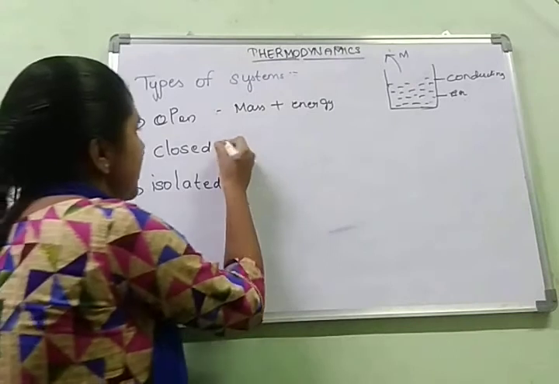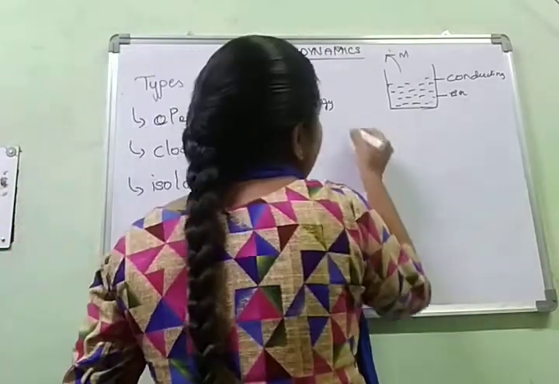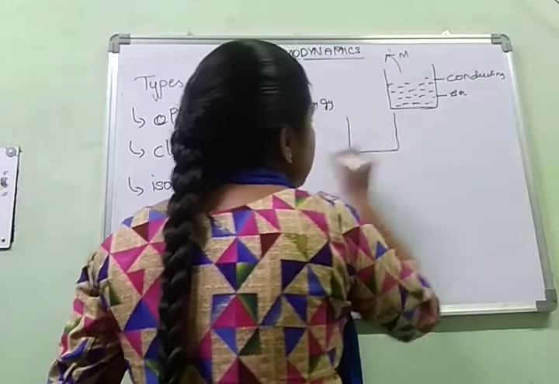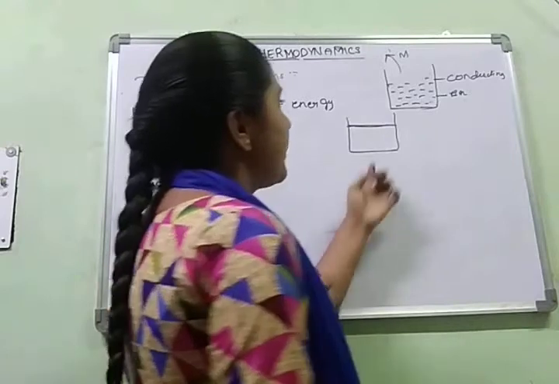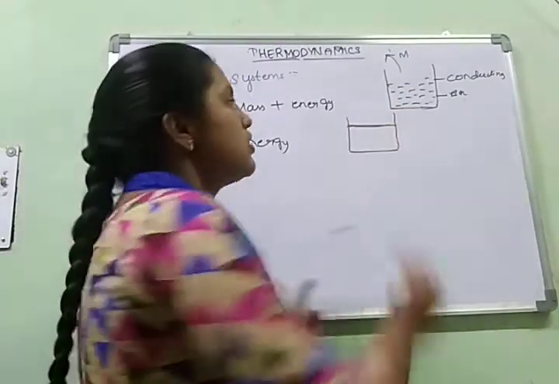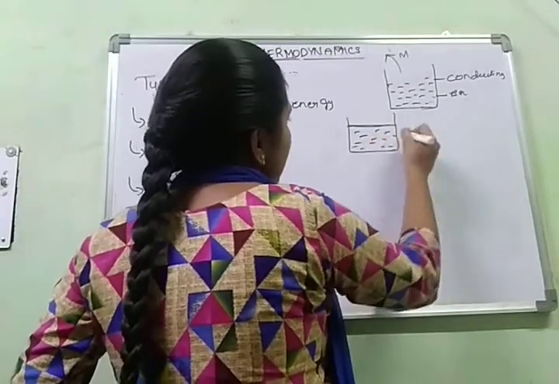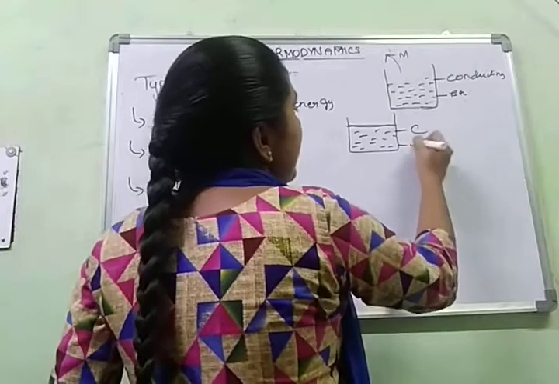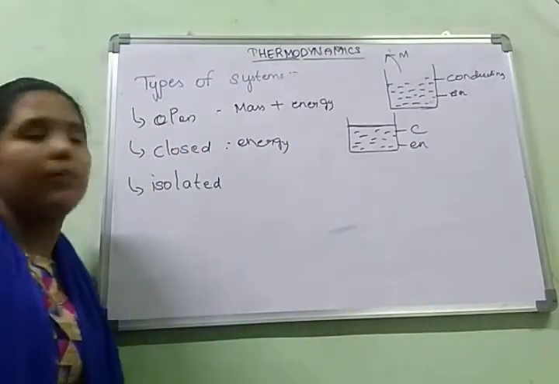In a closed type of system, only energy exchange takes place, because the name itself says it is closed. Because it is closed, even with temperature there will be no mass exchange, as it has a closed lid. If the walls of this liquid container are made of conducting material, energy exchange takes place. So it is a closed type of system.